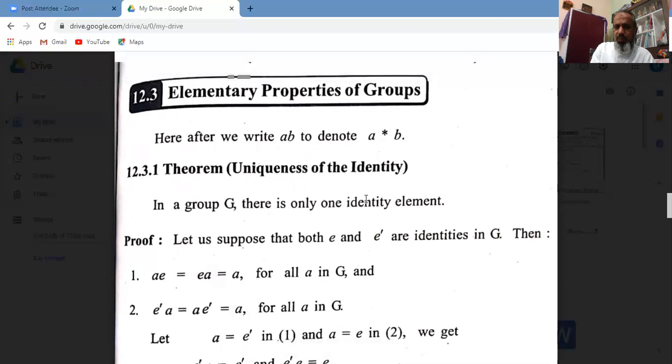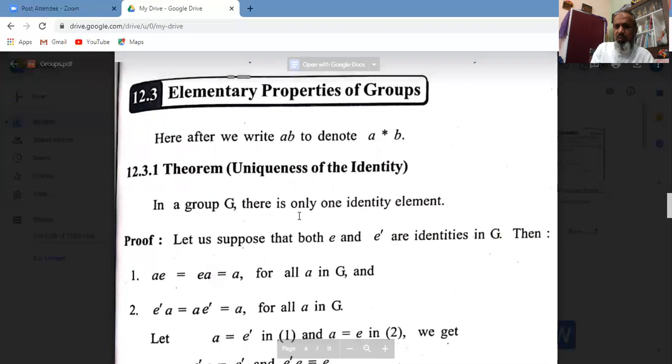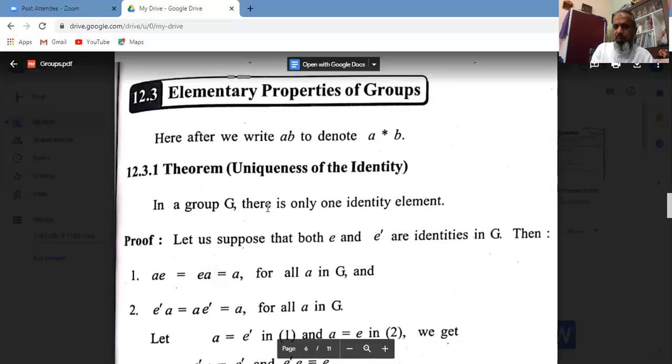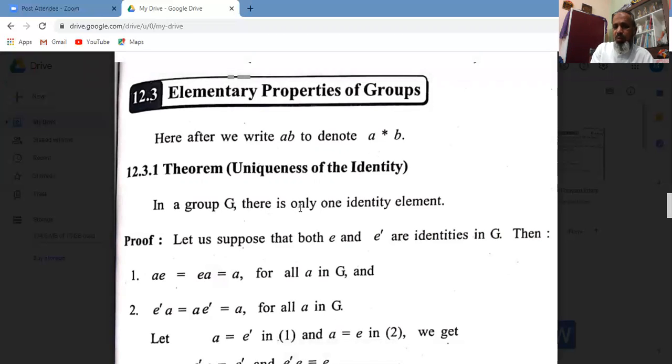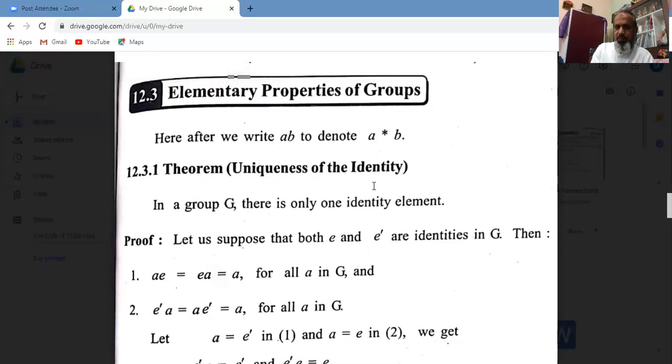The statement of the uniqueness of identity theorem is: in a group G, there is only one identity element. If G is a group, then there exists a unique identity element. So this is the statement of the theorem called uniqueness of identity.